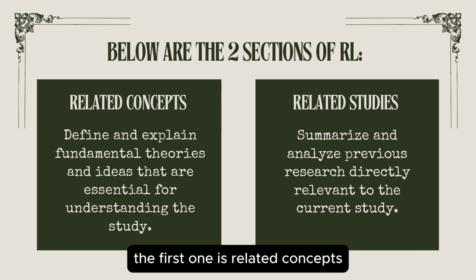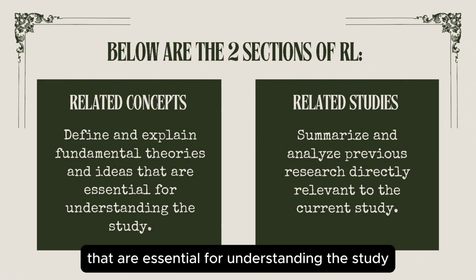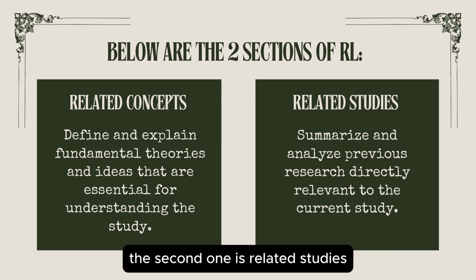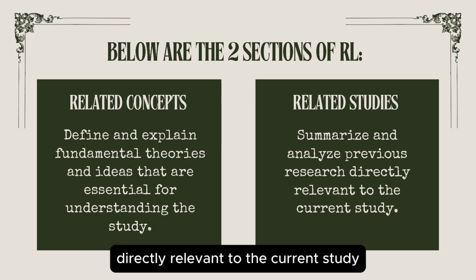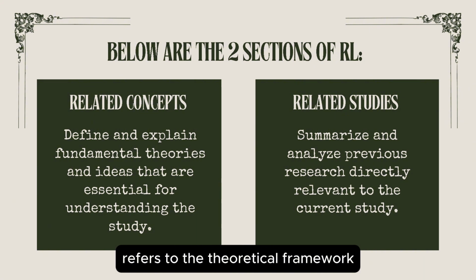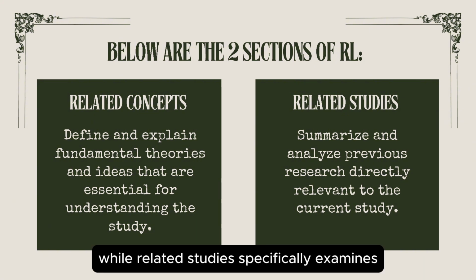The first one is related concepts. This defines and explains fundamental theories and ideas that are essential for understanding the study. The second one is related studies. Summarize and analyze previous research directly relevant to the current study. So basically, related concepts refers to the theoretical framework and ideas underpinning a research area, while related studies specifically examines previous research and findings on the topic.